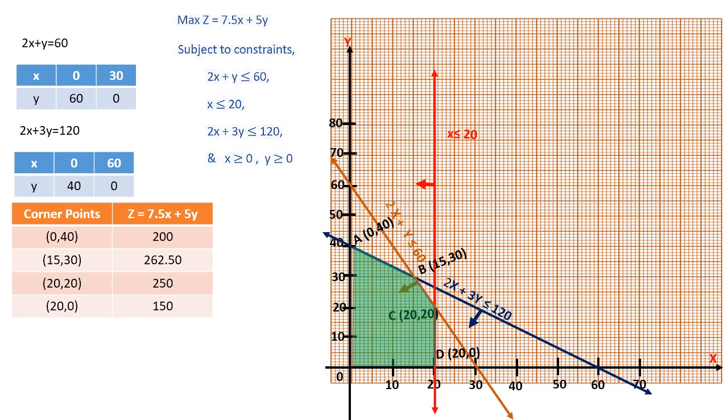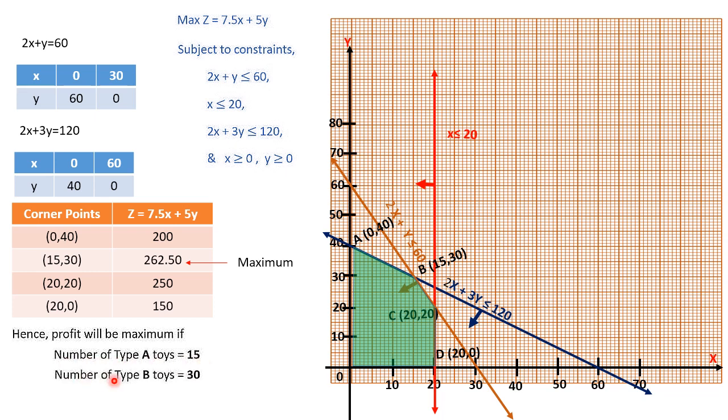And we have to find out the maximum value. Maximize z is equal to 7.5x plus 5y. So the maximum value is here 262.5. And let's go for the conclusion. Hence the profit will be maximum if the number of toys of type A is 15 and the number of type B toys is 30. So this is what we have to prove. And finally the maximum profit is rupees 262.50. So that is the conclusion.